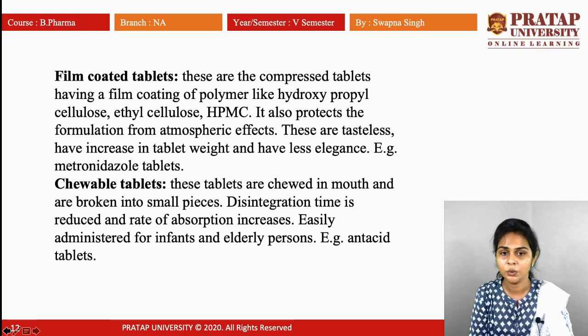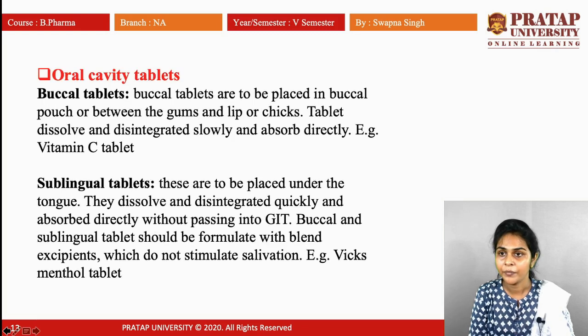Next is chewable tablets. These tablets are chewed in the mouth and are broken into small pieces. As we know, antacid tablets, for example Digene tablets, we have to chew in the mouth, and they completely break into small pieces, small granules in the mouth. So these tablets are manufactured to reduce the disintegration time and increase the rate of absorption. Next class is oral cavity tablets. These are tablets in which the site of action is the oral cavity.